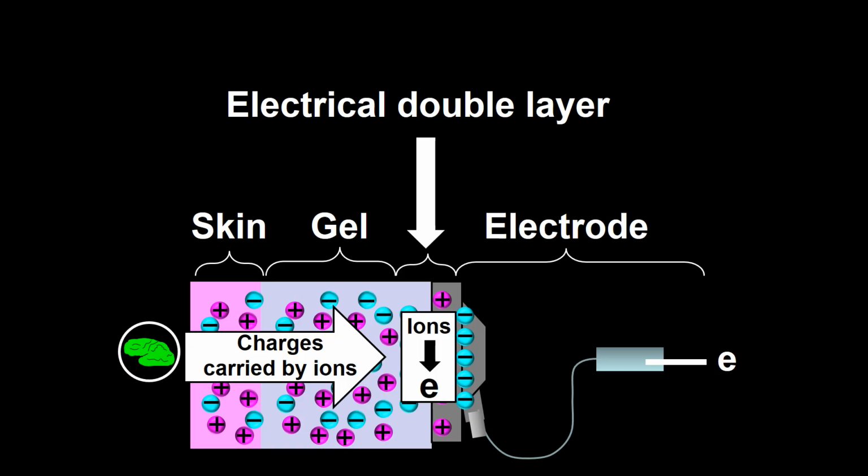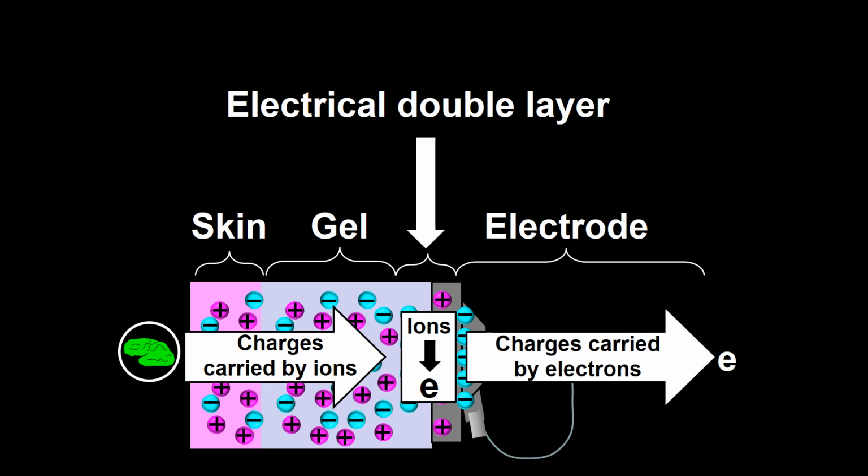These ionic charges at the level of the electrical double layer are transformed into electrons. The electrons are then transported through the wire to the EEG machine. Thus, the behavior of the electrical double layer confers the electrolyte-electrode interface the function of a transducer.